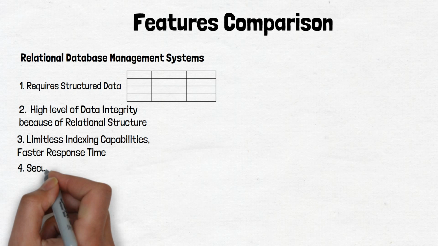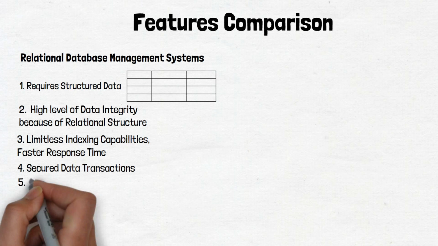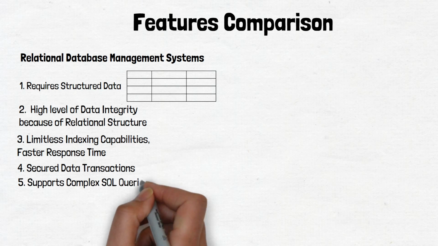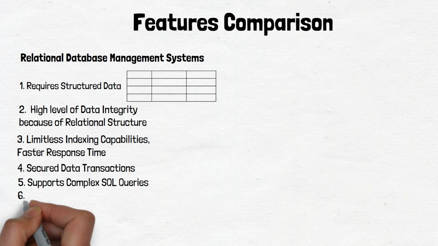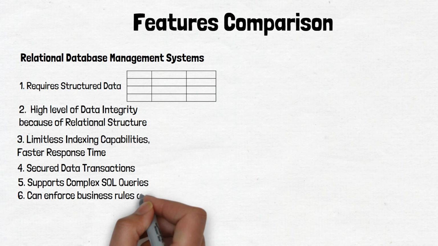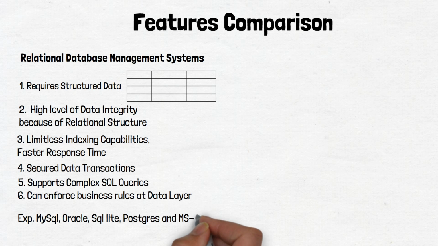Fourth, they are excellent at keeping data transactions secure. Fifth, they provide the ability to write complex SQL queries for data analysis and reporting. Sixth, their models can ensure and enforce business rules at the data layer, adding a level of data integrity not found in a non-relational database. SQL database examples: MySQL, Oracle, SQLite, Postgres, and MS SQL.